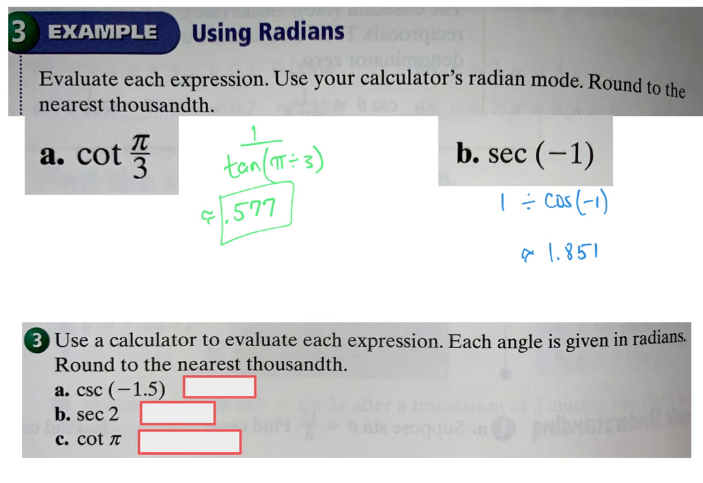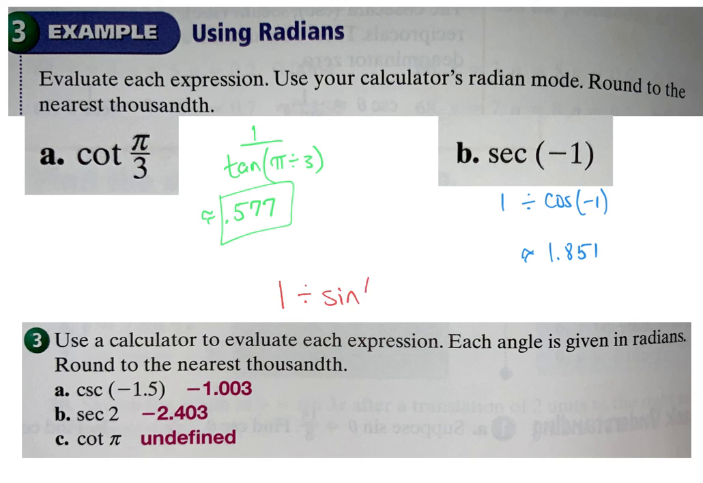Here, cosecant of -1.5, you should have gotten -1.003. Secant of 2, -2.403. Cotangent of pi was undefined. A, cosecant is the reciprocal of sine. So for A, you would say 1 divided by the sine of -1.5. Just make sure you're in radians.